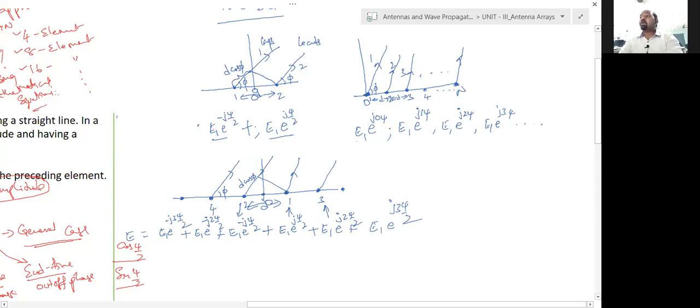So in the alignment array, what we are doing is placing all the elements to the right side of the origin. Therefore, the total electric field E is equal to E1 e power j 0 psi, which is nothing but 1. Therefore, E1 plus E1 e power j 1 psi plus E1 e power j 2 psi plus E1 e power j 3 psi, and so on, plus E1 e power j n minus 1 psi. So this is the total electric field in an element.